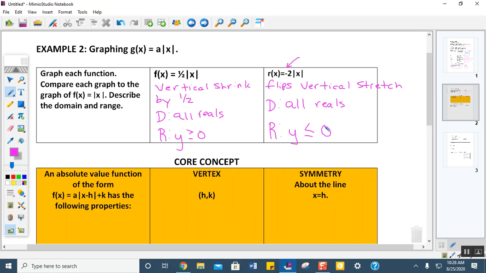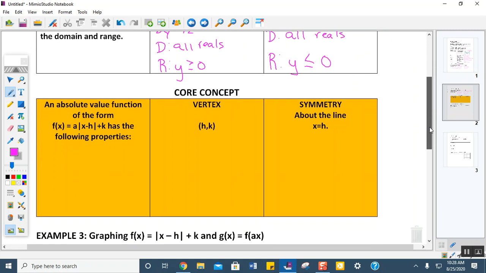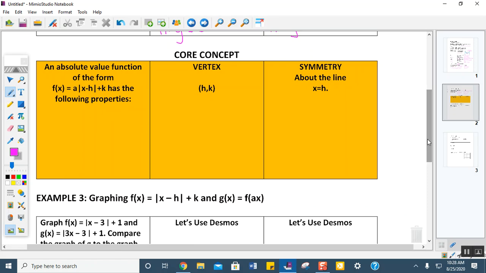So I think you've been able to see through decimals what this kind of looks like right here. So this kind of ties into this core concept right here. What do all of these values, A, H, and K, do for vertex form? And that's kind of the essential question we were asked when we started this. What do these values do to absolute value functions, and how can I use them to maybe describe a graph if I didn't have decimals available? Okay? So core concept says an absolute value function of the form f of x equal a times the absolute value x minus h plus k has the following properties. Your vertex will always be at the point h comma k.